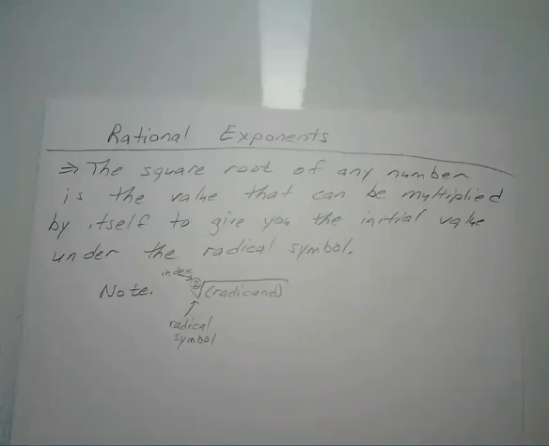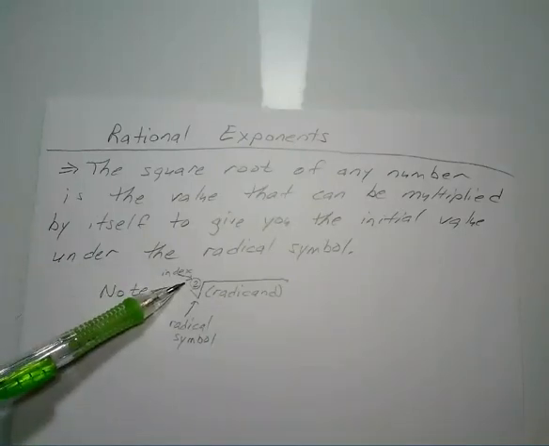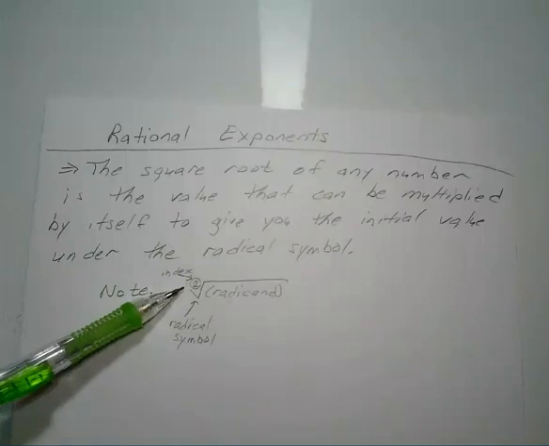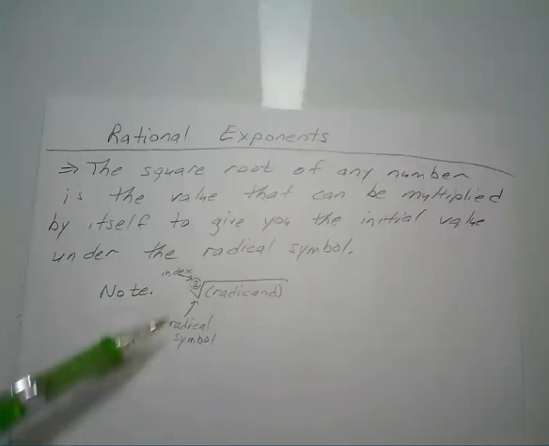Now the square root of any number is the value that can be multiplied by itself to give you the initial value under the radical symbol. That number under the radical symbol is called your radicand. The value on the outside of the radical symbol is called your index, and we'll get to the meaning for that in a little bit. And the symbol itself is just the radical symbol.